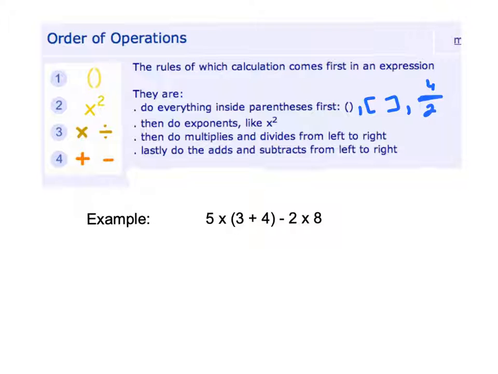Second, after you've done everything inside parentheses, you're going to do exponents. Things like x squared or 2 squared. Then you're going to multiply. But you need to understand that you're going to multiply and divide from left to right, the way you read. If you forget this, you're going to get problems wrong. And finally, you're going to add or subtract, and that also is from left to right. So subtraction could definitely come before addition if it was most left.